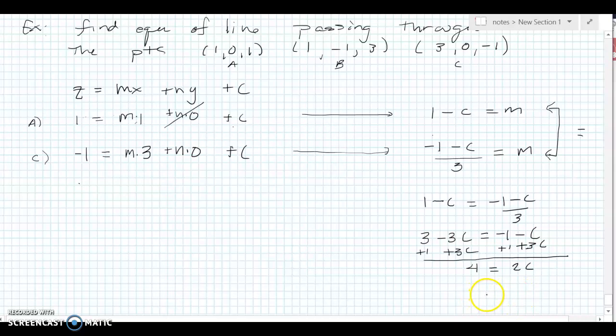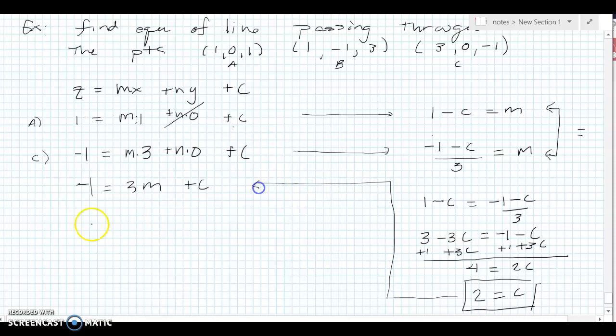Alrighty, so that tells me that 2 equals c. Got one thing done. Now, what do we have up here? So I'm going to rewrite this again. Minus 1 equals 3m plus c. So I'm going to now put that c in. So I'll get minus 1 equals 3m plus 2.